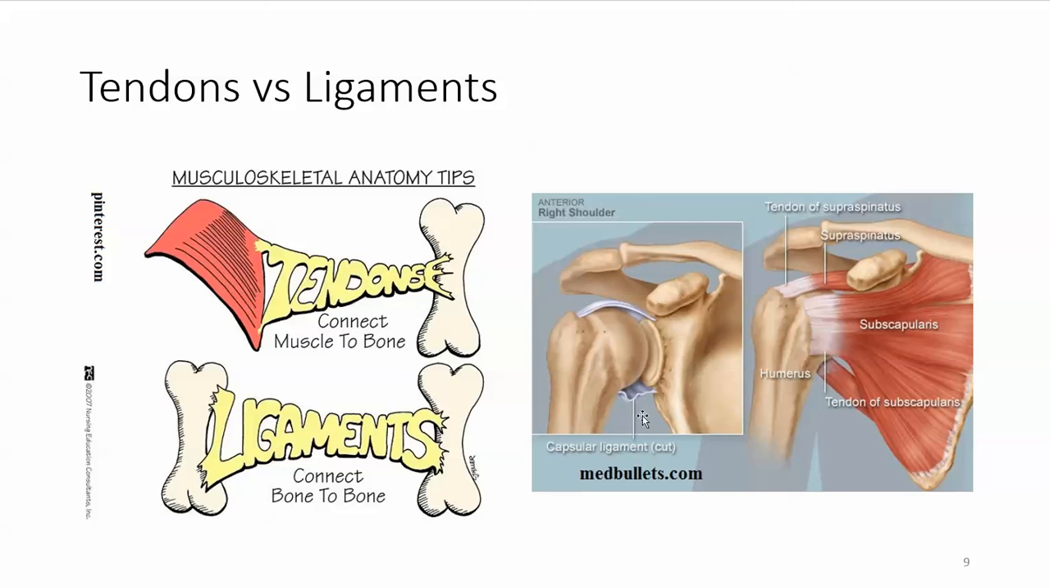Now this capsular ligament right here surrounds the shoulder joint. This is the head of the humerus. Right in here is the glenoid cavity or fossa. It's a depression on the head of the scapula.